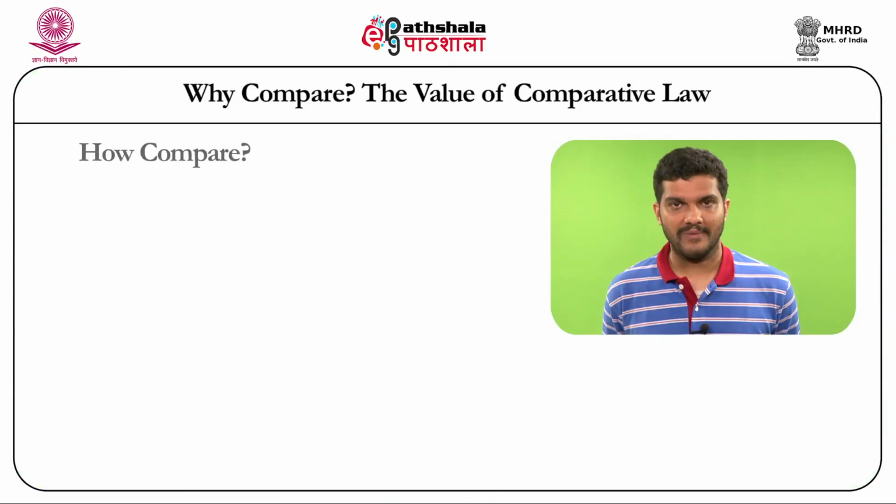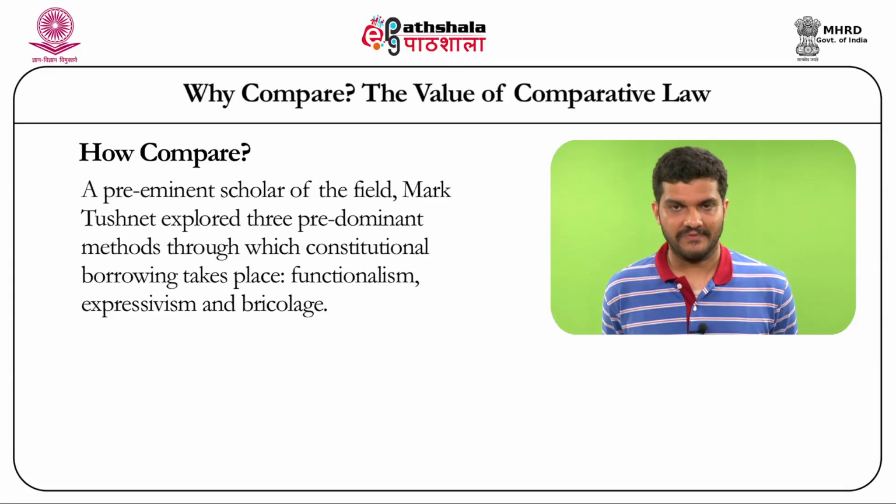Now that we have identified some of the motivations behind comparison, let us preliminarily discuss the modes in and through which comparison takes place. A preeminent scholar of this field, Mark Tushnet, explored three predominant methods through which constitutional borrowing takes place: functionalism, expressivism, and bricolage.